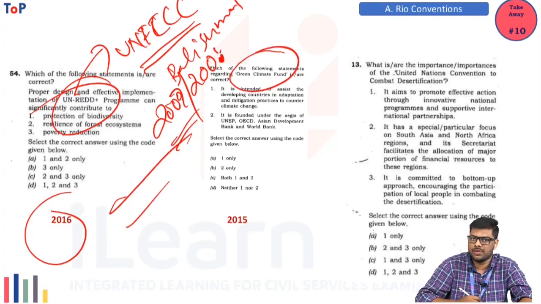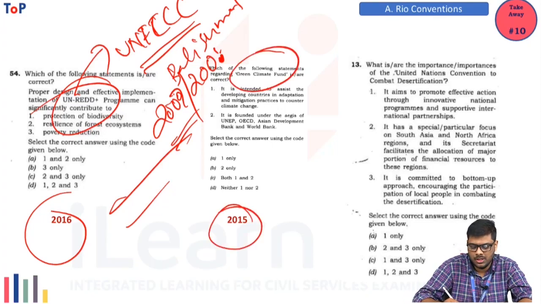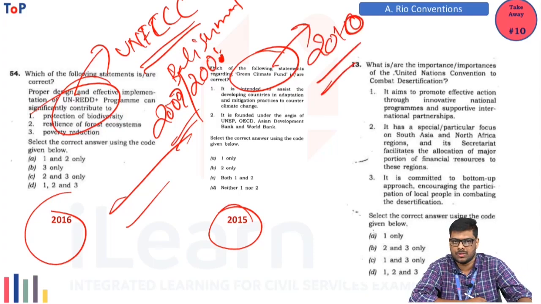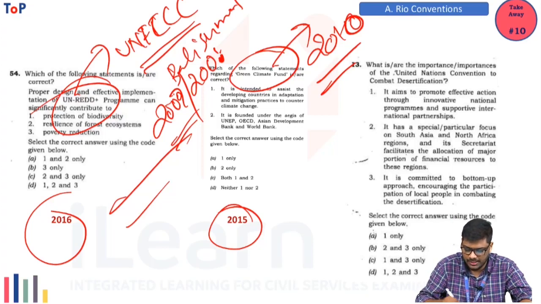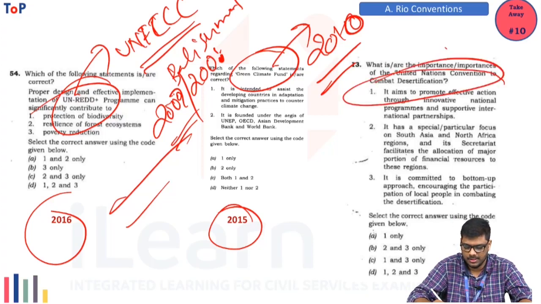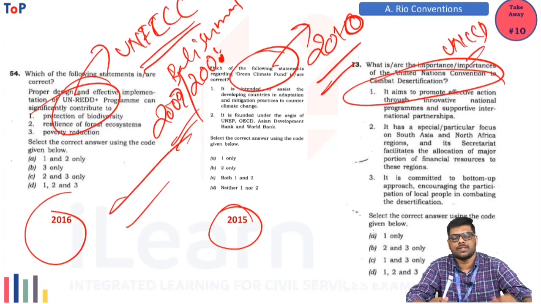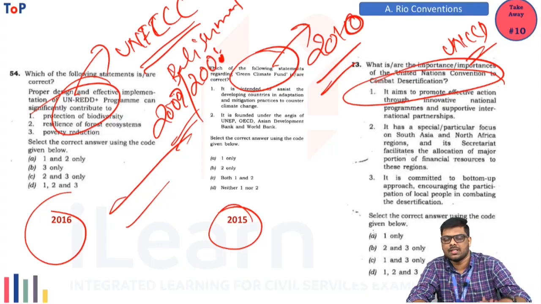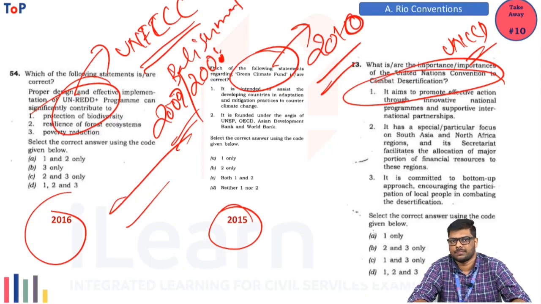UPSC asked in 2015, but the Green Climate Fund was initiated in 2010. Again, 5 years after the GCF was constituted, UPSC asked the question. And again, UNCCD, a very fundamental question. See, what does it say? UPSC used to ask questions from the Rio Conventions' history as well as current affairs.